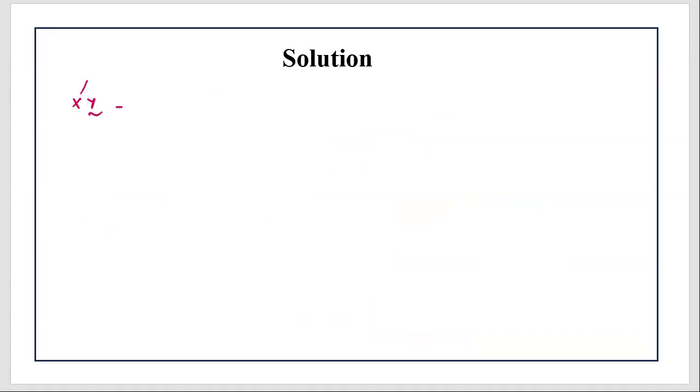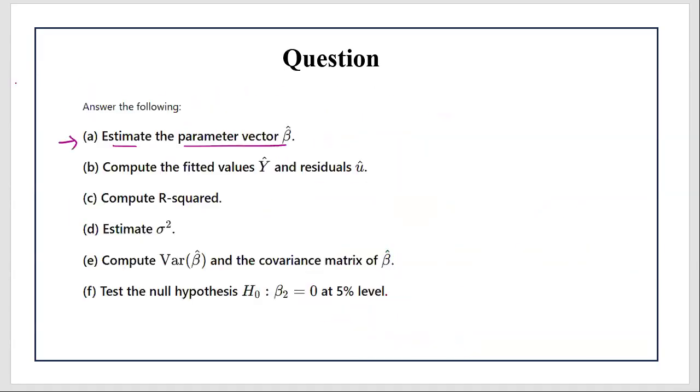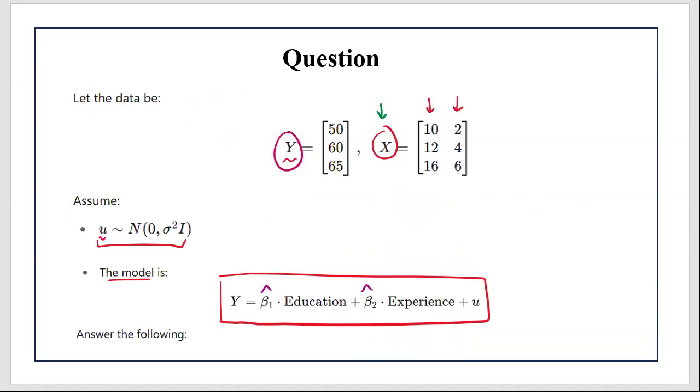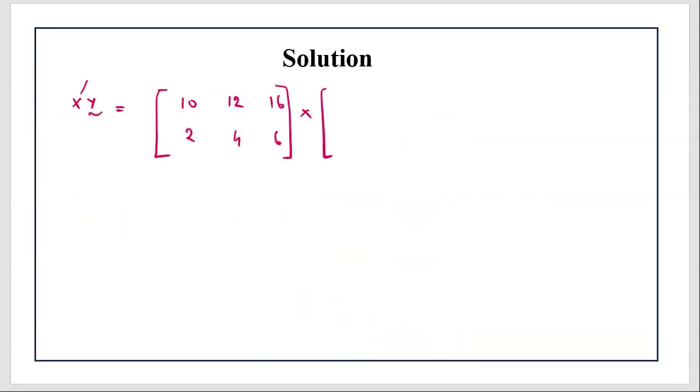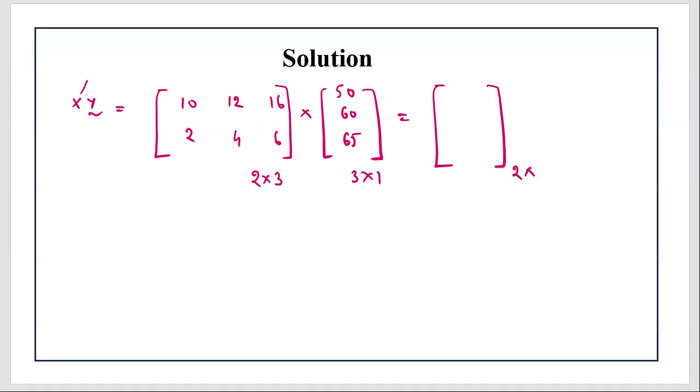X prime Y. Prime means transpose again, so 10, 12, 16 and 2, 4, 6. We have taken the transpose. And Y is also given in the question: 50, 60, 65. Do the multiplication. Here you have 2 rows and 3 columns, and here you have 3 rows and 1 column, so the vector that you get will be 2 cross 1.